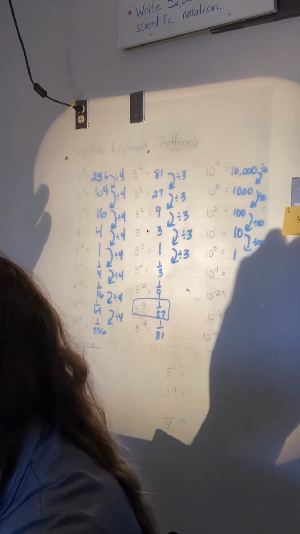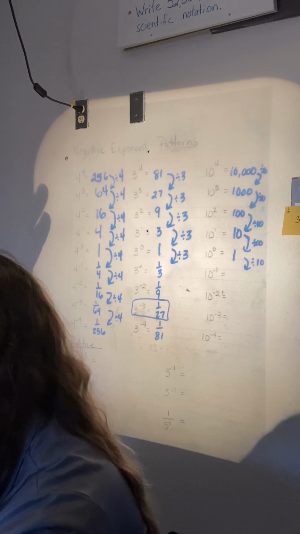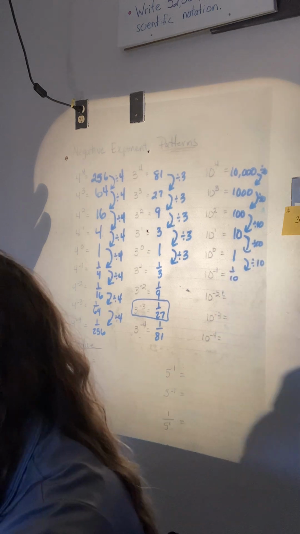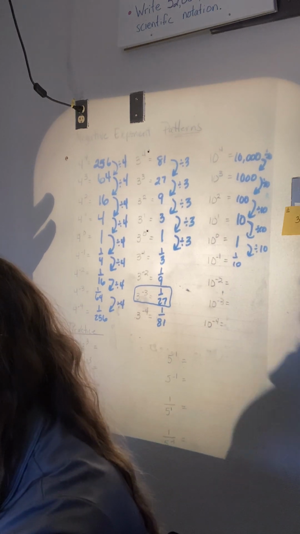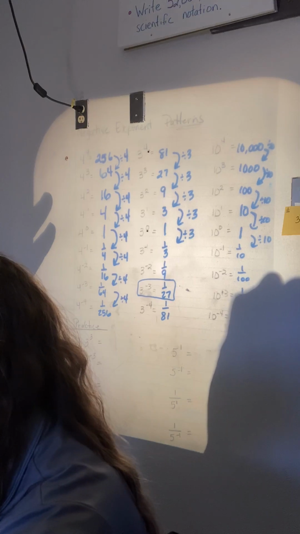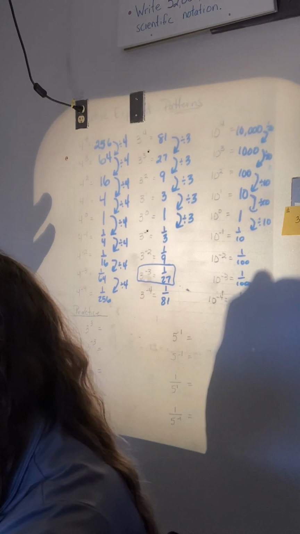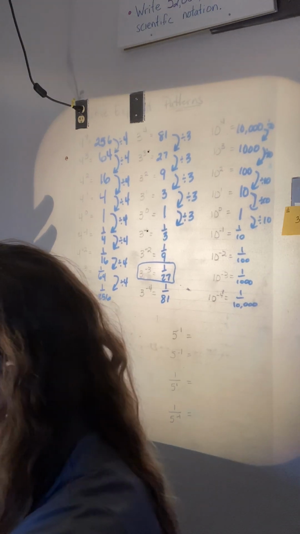So what is 10 to the negative first going to be? 1 over 10. 10 to the negative second, 1 over 100. 10 to the negative third, 1 over 1,000. And 10 to the negative fourth, 1 over 10,000.